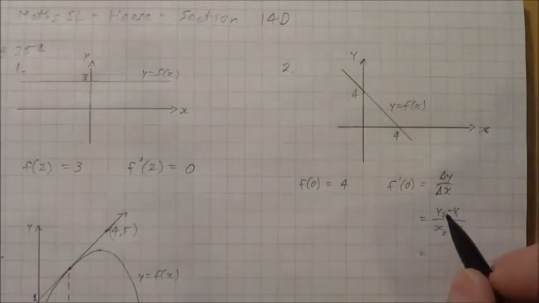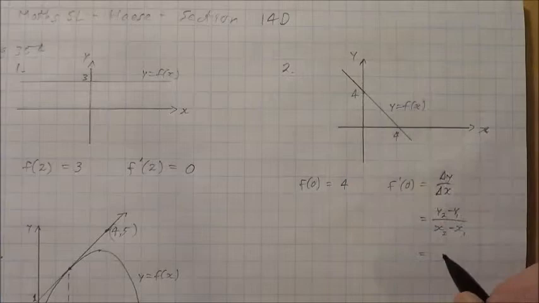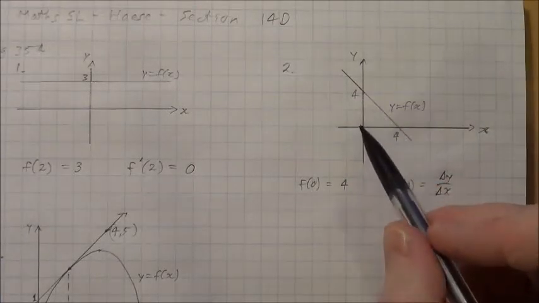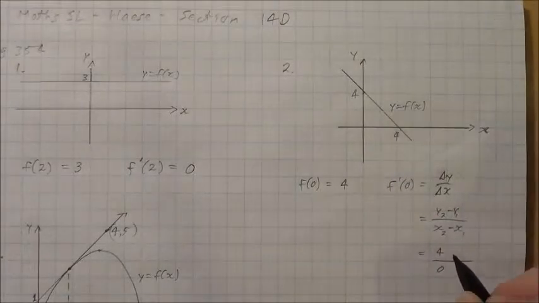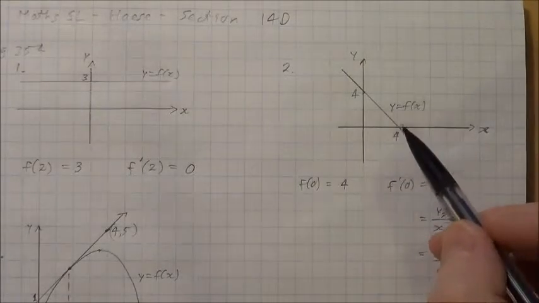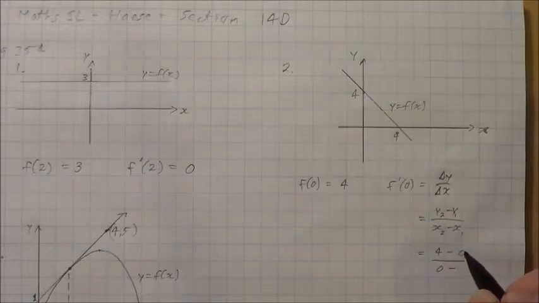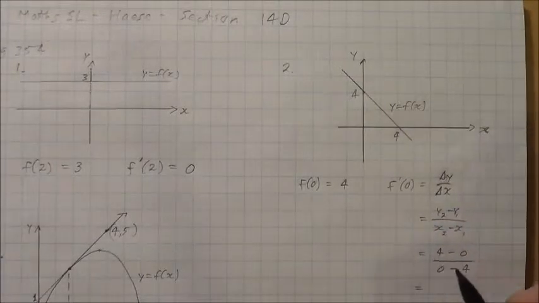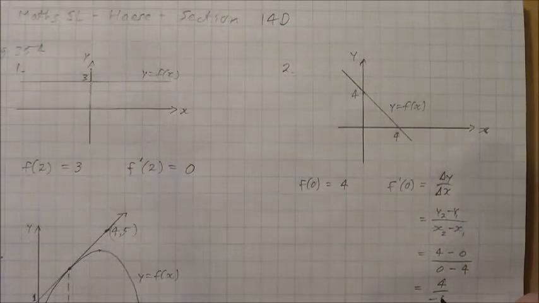So the y-coordinate of point 2, I'll use this as point 2, so that's 4. The x-coordinate of point 2 is 0. And then the y-coordinate of point 1 is 0. And the x-coordinate of point 1 is 4. So when we do that subtraction, we get 4 over negative 4, which gives you negative 1.